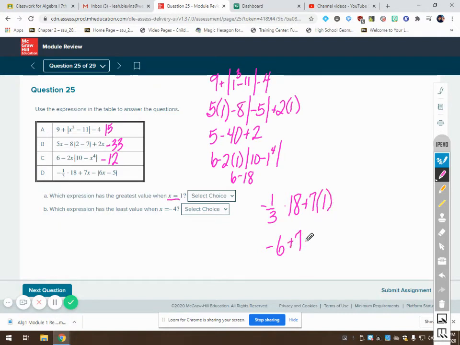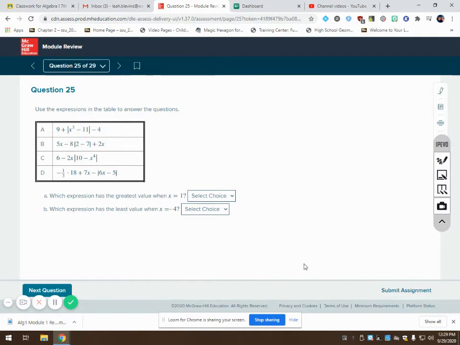Plus 7. Minus the absolute value of 7 times 6 is 42. Oh, wait a minute. 6 times 1 is 6. 6 take away 5 is 1. Absolute value of 1 is 1. So negative 6 plus 7 is 1. 1 take away 1 is 0. So it says, which expression has the greatest value when x equals 1? Obviously, that is going to be this one. Has the greatest value, A. Okay, so let's choose my A.